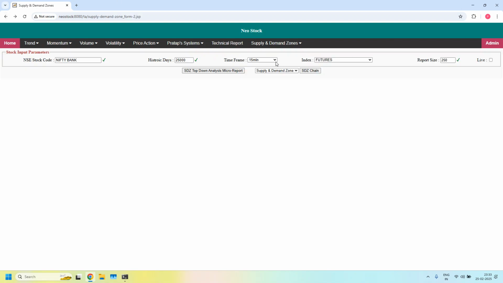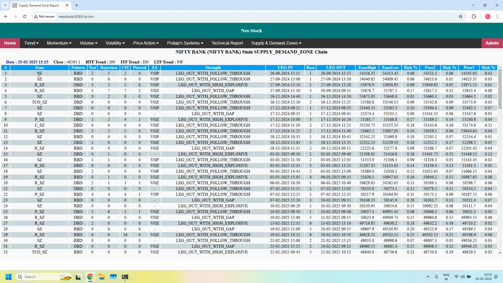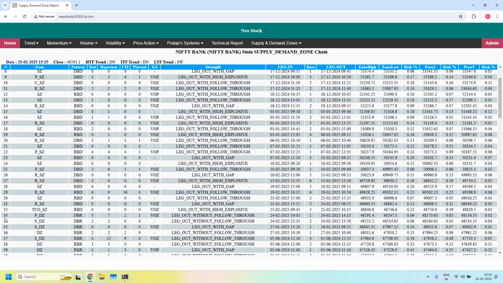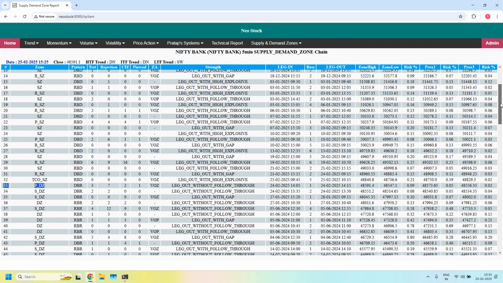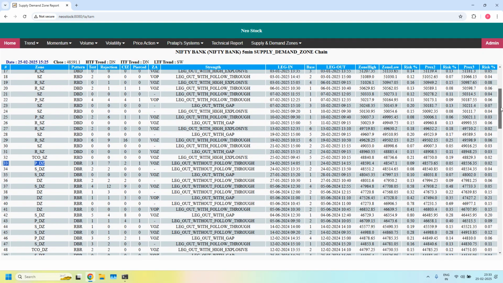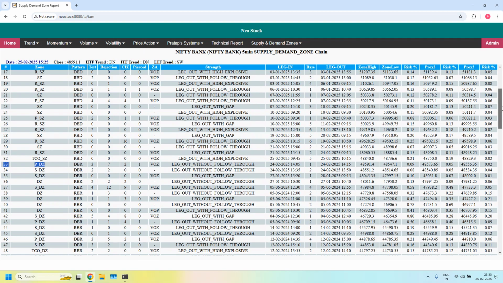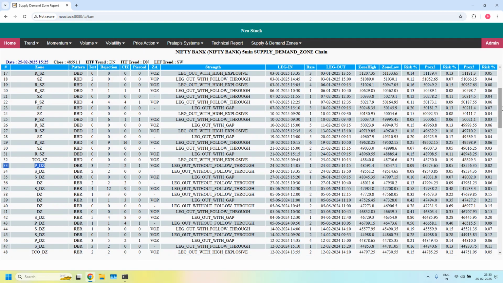Next, 5-minute supply demand zone chain for Bank Nifty. All these are all supply zones. Scrolling the list here, 33 is the nearest demand zone to the current closing price. Let me put it in the center. So this is the 5-minute supply demand zone chain for Bank Nifty. With this we have completed Nifty and Bank Nifty supply demand zone chain.